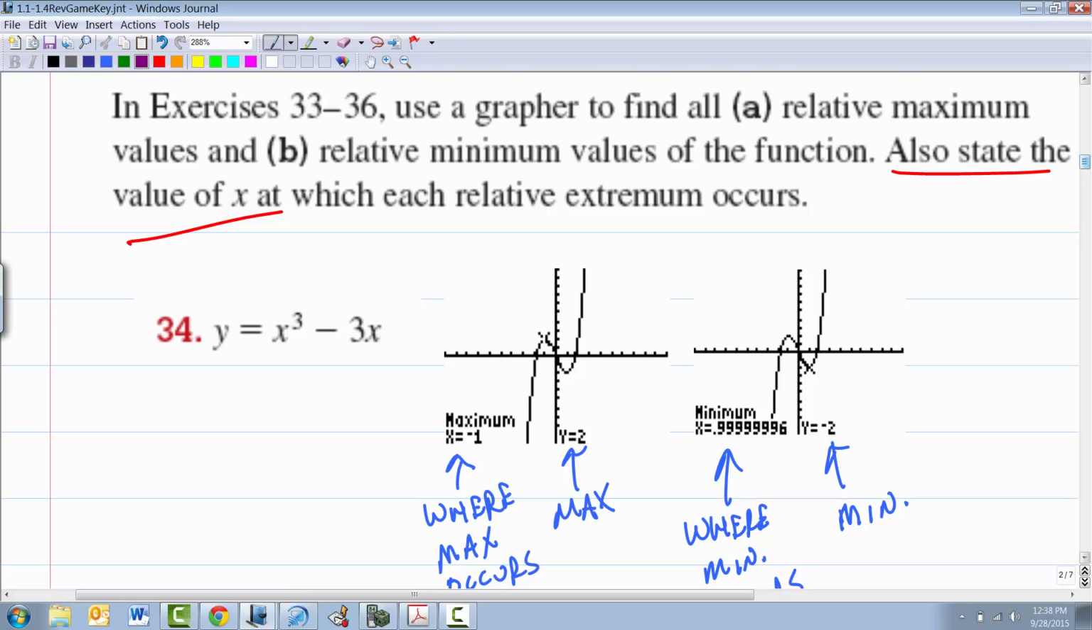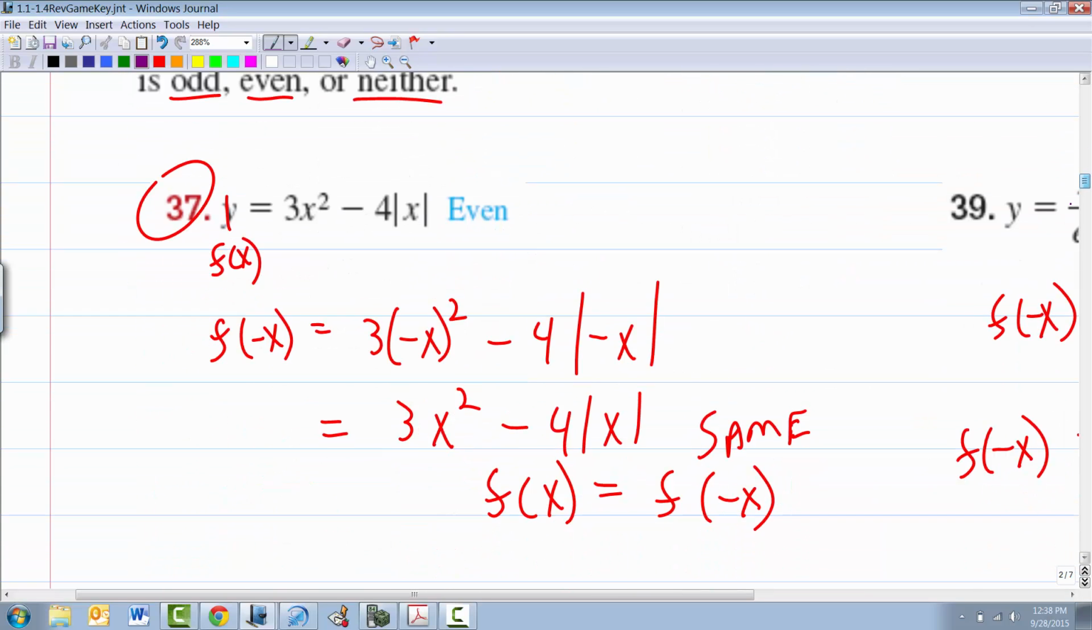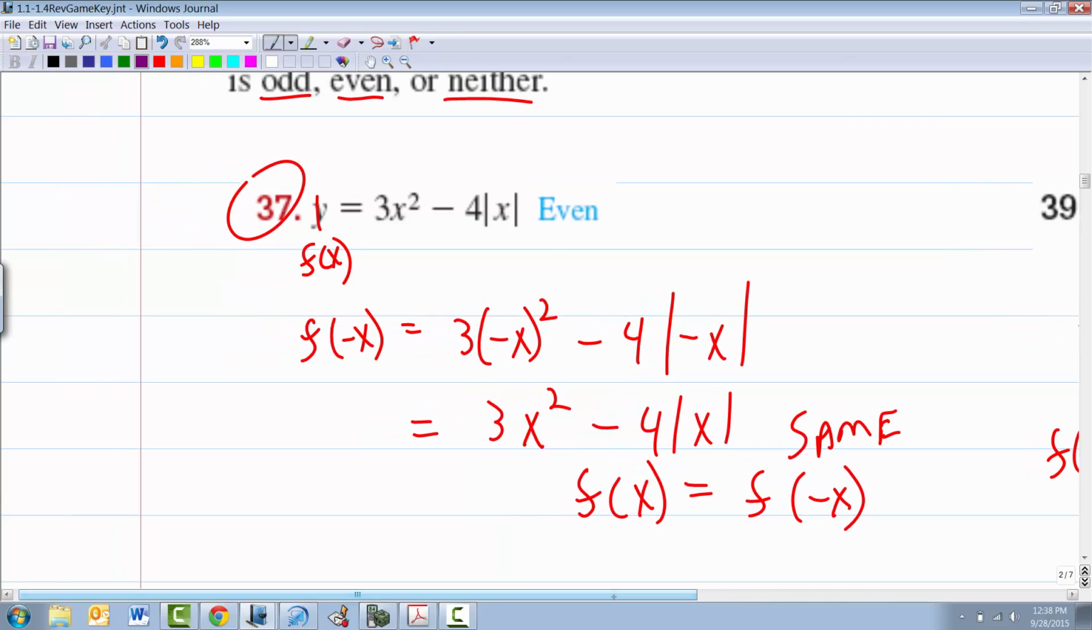Remember, to algebraically test, this is exactly what it looks like algebraically. You plug in a negative x for x. You don't put 1 and then negative 1 and see what happens, because that's just one set of pairs of points that might be symmetric. When you actually plug in negative x for x, that proves that all x values have symmetry across the y-axis, and that would be even.